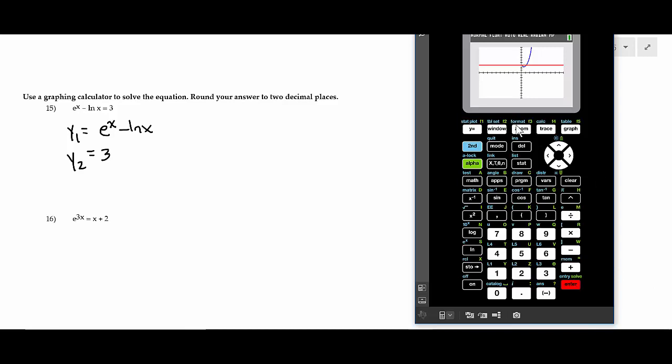Let's do a zoom box. Have I ever showed you how to do zoom box? If not, it's a nice feature to learn. So if you've got this graph, you can press zoom, and then you can do zoom box. And what you do is you try to draw a little rectangle around the area that you're interested in. So I'm going to get my cursor up there and draw a little rectangle around it and zoom in, okay? Because I'm interested in how many places this intersects. It may intersect once, it may intersect twice.